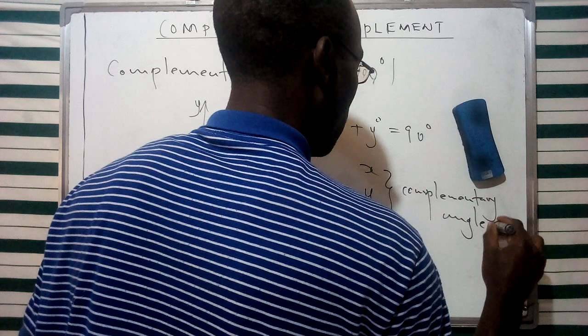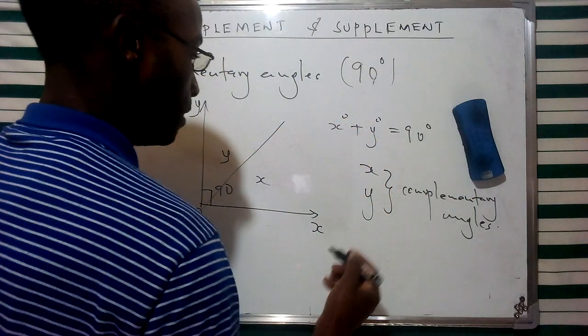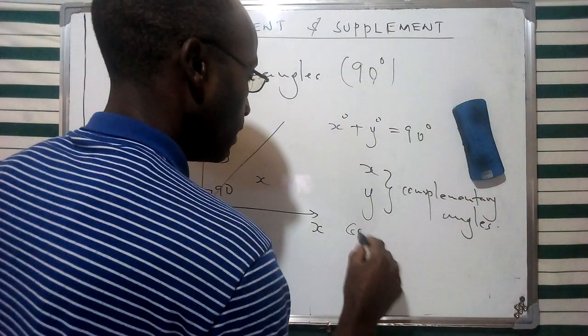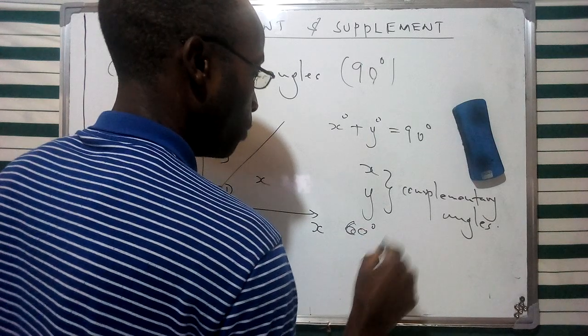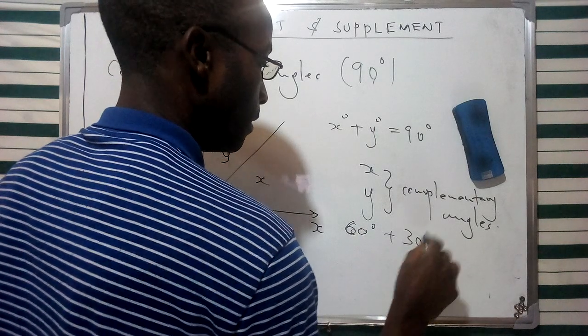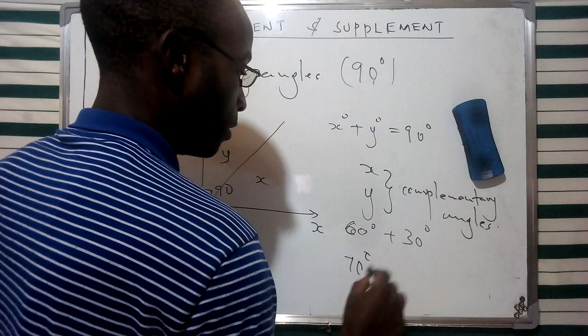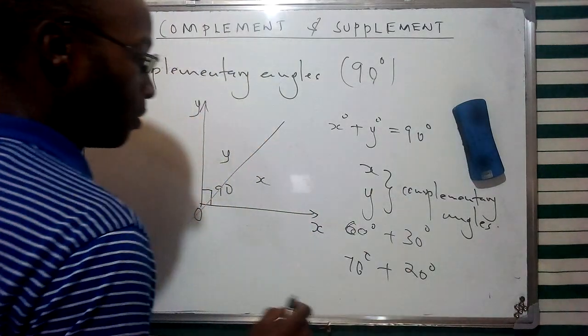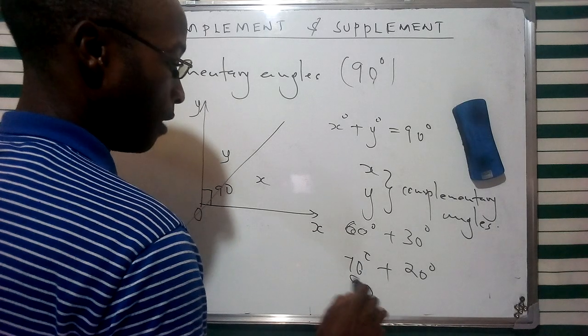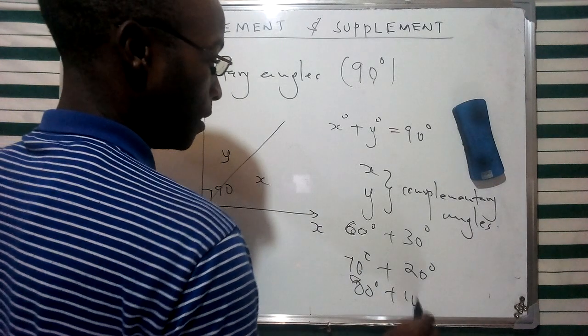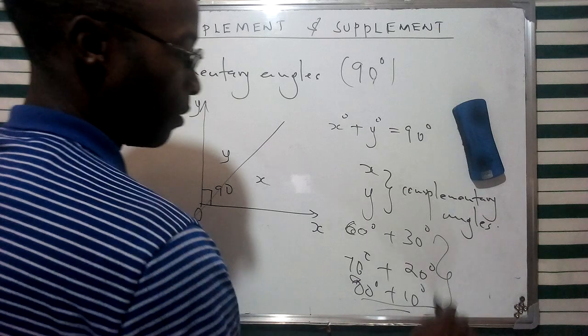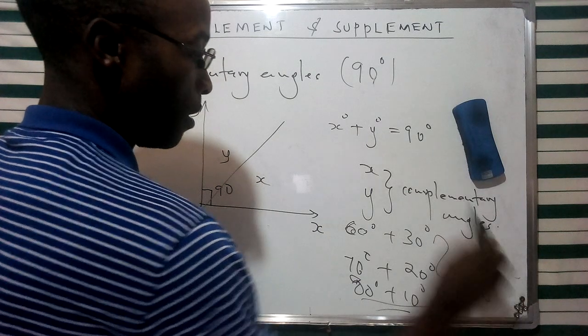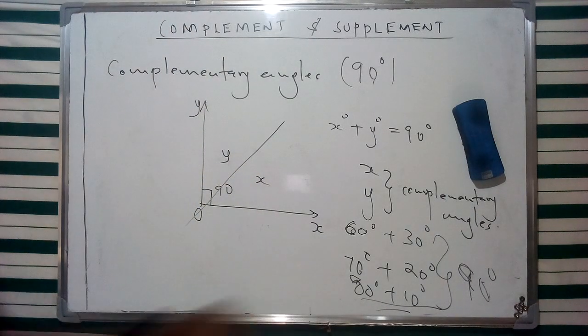If we give them in specific form, I can give a complementary pair like 60 degrees, which is complementary to 30 degrees. 70 degrees has a complementary angle of 20 degrees, and 80 degrees has a complementary angle of 10 degrees. So long as a pair of angles adds up to 90 degrees, that forms a complementary pair.